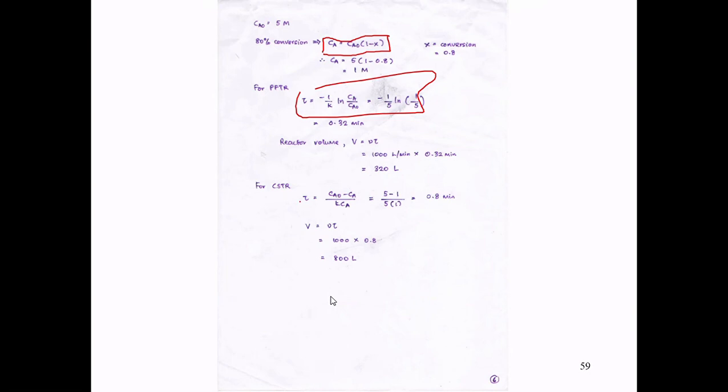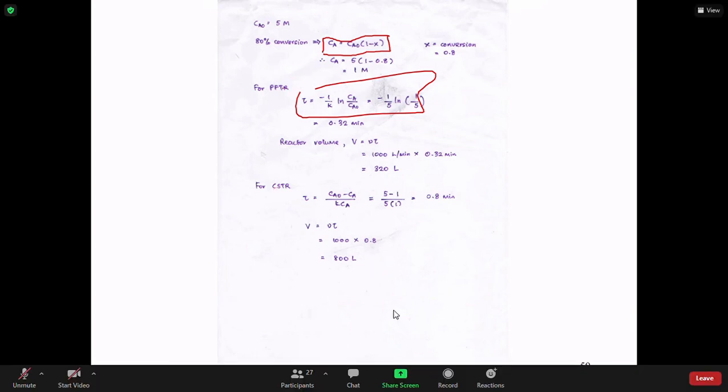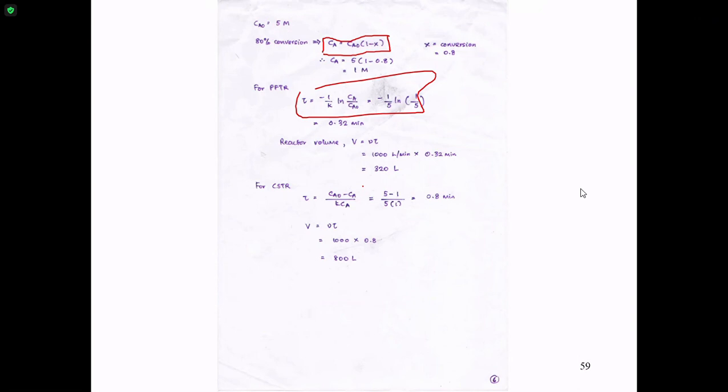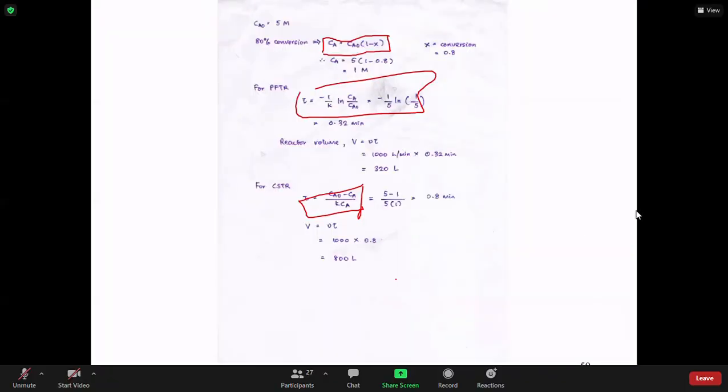Similar to this, this is plug flow, this is continuous stirred. The formula is different for plug flow and continuous stirred. And then you got the answer. Okay, that's it for ideal reactors.